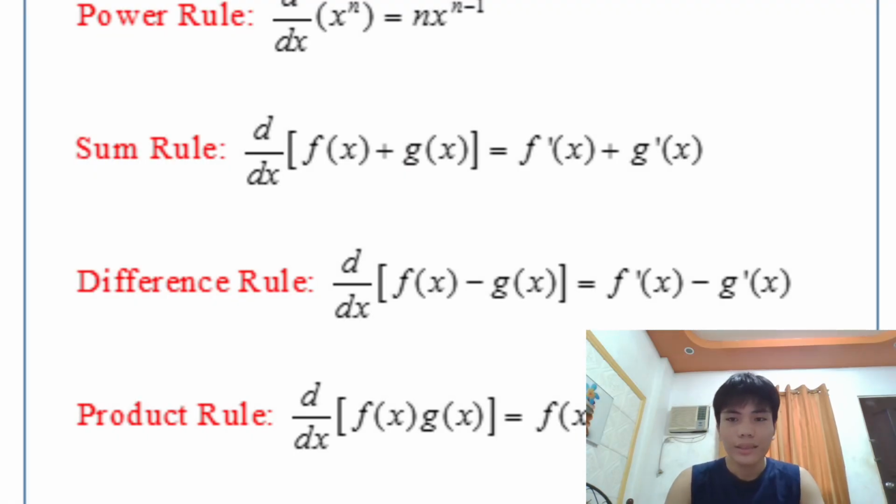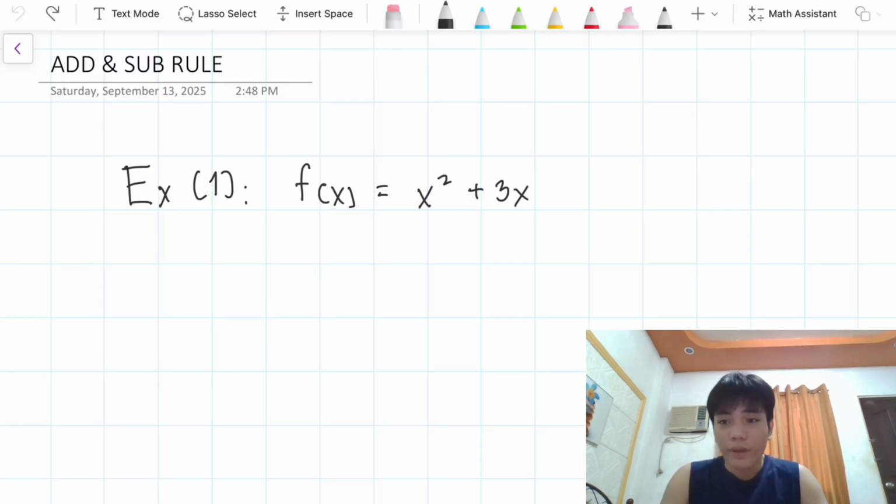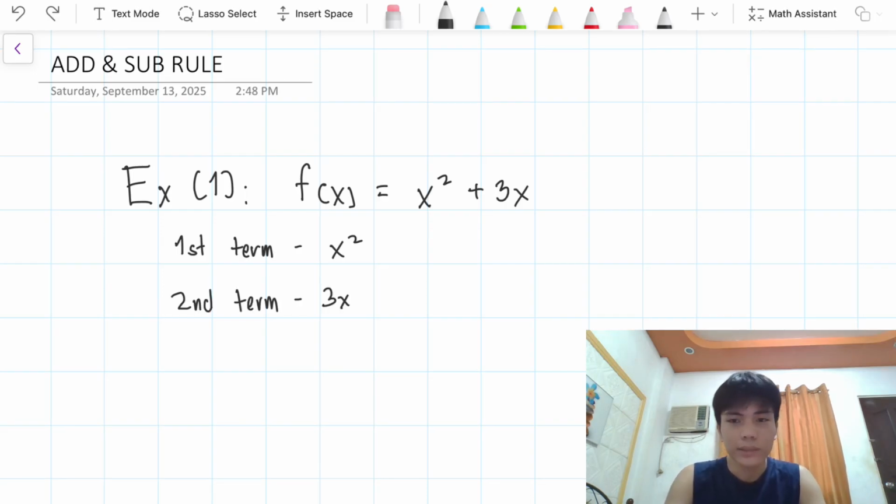Next up, we'll learn the addition and subtraction rule in derivatives. So, here's the formula. This simply means that when functions are added or subtracted, you just differentiate each term separately and then keep the sign in between. Let's have an example. Suppose we have f of x is equal to x squared plus 3x. So we first have to identify the terms. The first term is x squared and the second term is 3x.